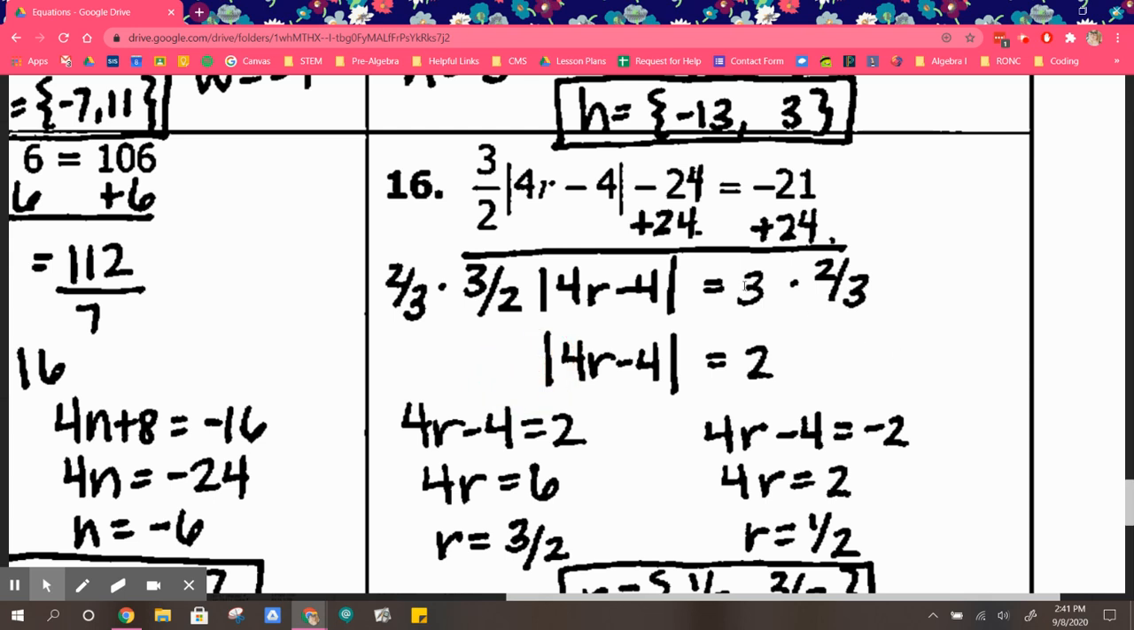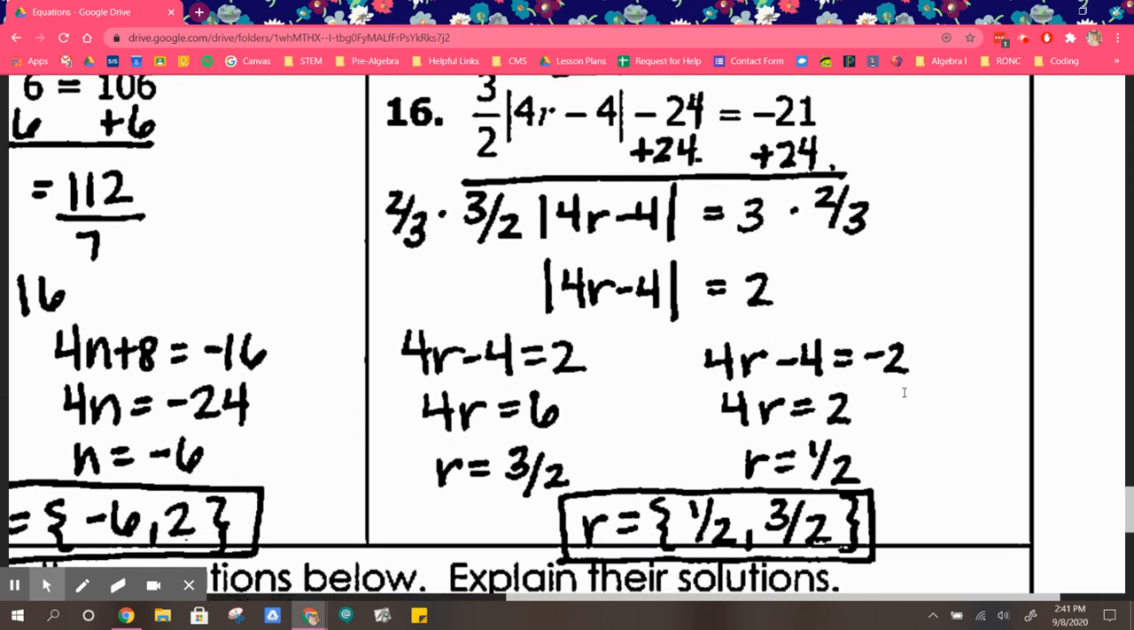So that'll get this eliminated to 1, so we're good. And then 3 times 2 is 6, and 6 divided by 3 will give me 2. So I'm good here. I'm going to go ahead and solve this. So 4r minus 4 equals 2, and 4r minus 4 equals negative 2. Go ahead and solve. Add 4 to both sides. Divide by 4. And it's okay if you got a fraction. Make sure it is in simplest form. This would get you 6 over 4, which would reduce to 3 halves.